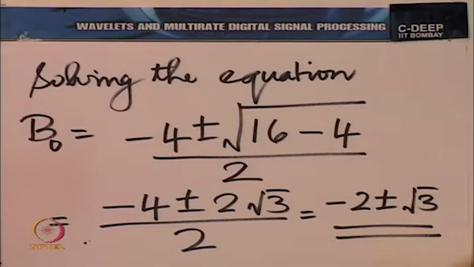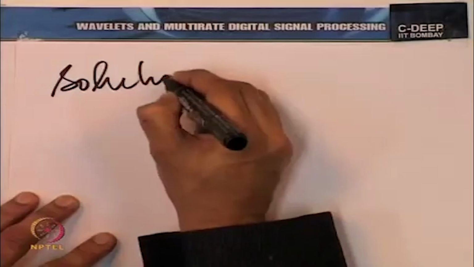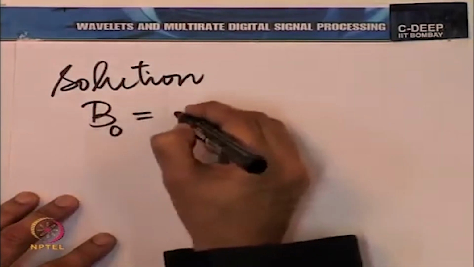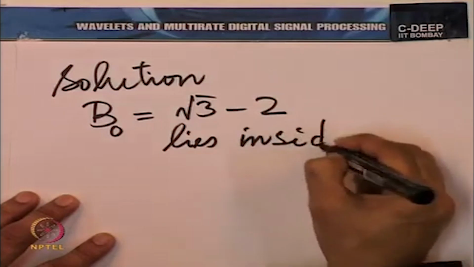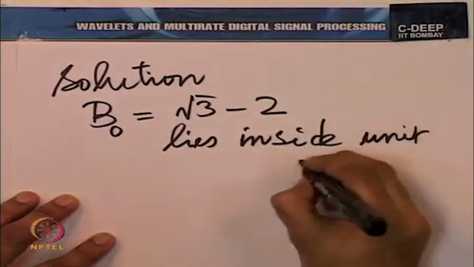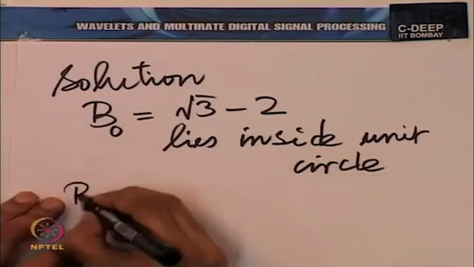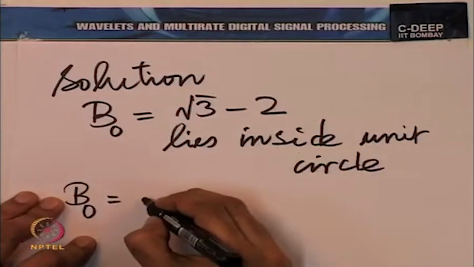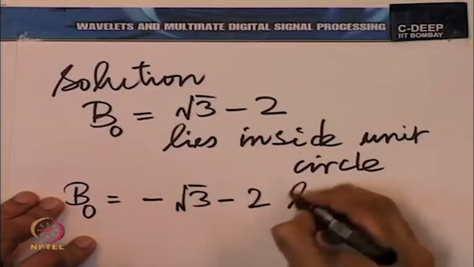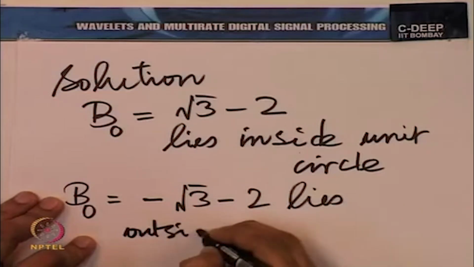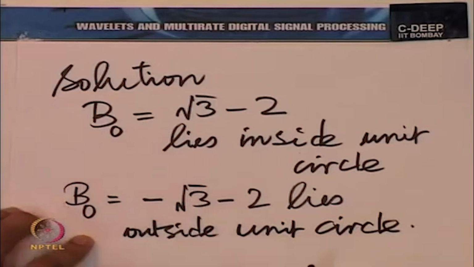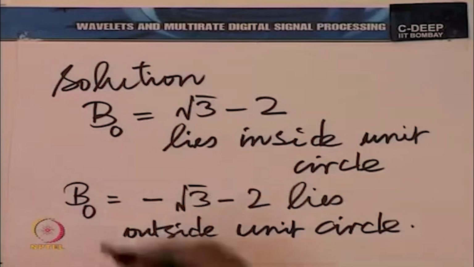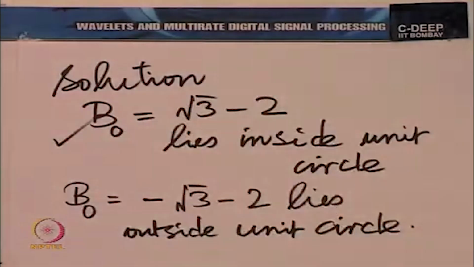So, among the solutions, B 0 is square root 3 minus 2 lies inside the unit circle, and B 0 is minus square root 3 minus 2 lies outside the unit circle. Now, we have a choice. We could either choose this or this. We shall choose this, and there is a reason for it.